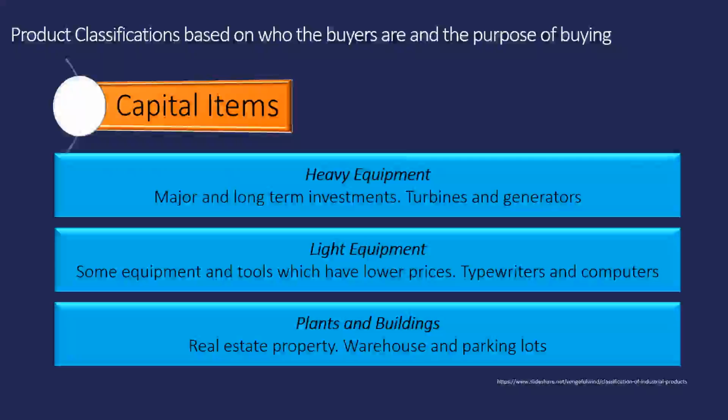And then plants and buildings. Plants and buildings mean the property, like real estate, the warehouse and the parking lots. These three things are called the capital items, the ones I told you that we need to support and enable us to do the production.